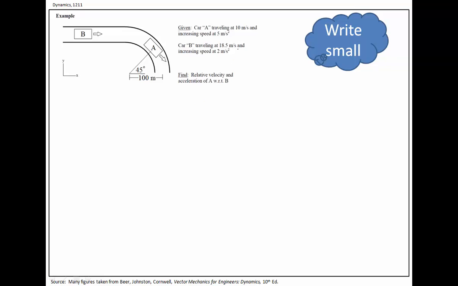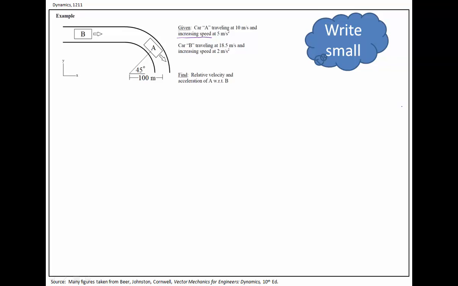So we know that we have car A and car B, and car A is traveling at 10 meters per second and increasing speed at 5 meters per second. Notice we're saying they're increasing speed as opposed to saying we're accelerating, trying to make it clear that the speed is what's increasing. So that's the tangential acceleration.